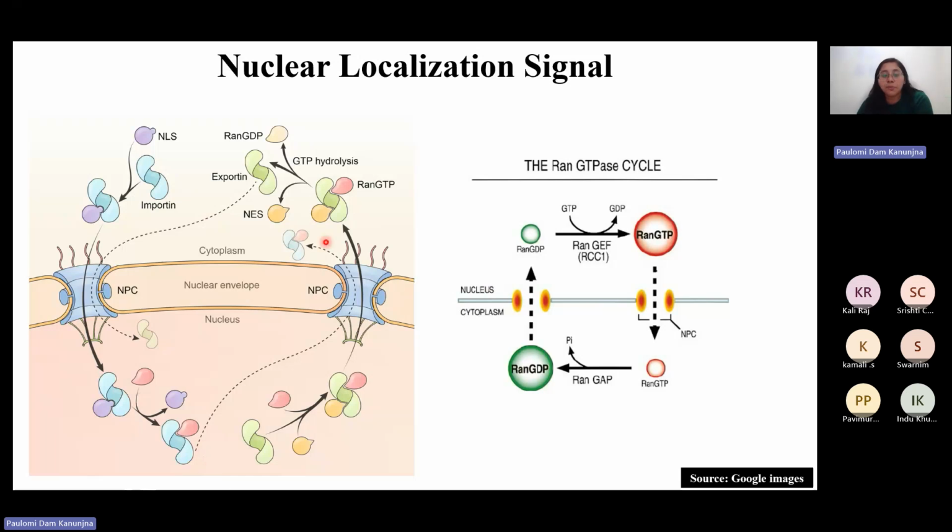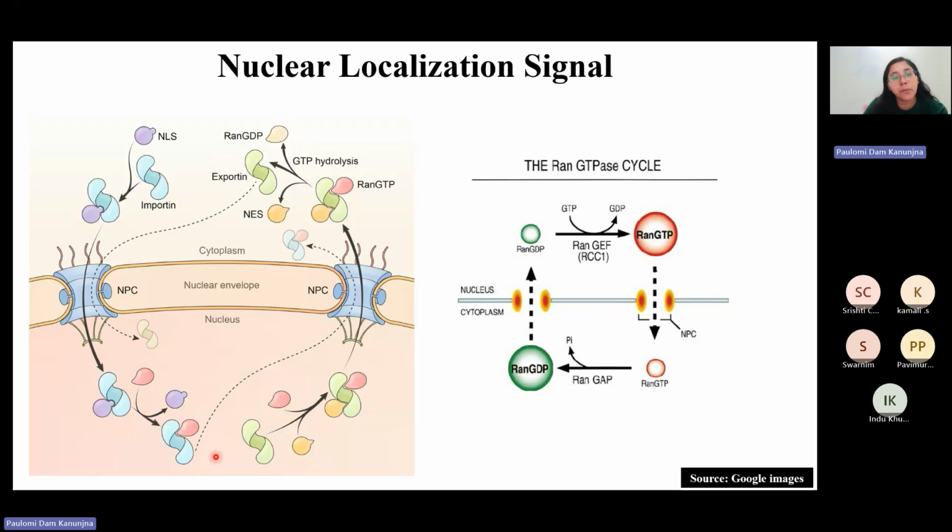And similarly, your exporting, if you can follow the arrows here, exporting is when anything is to be taken outside. So NLS is nuclear localization signal. NES is nuclear export signal. So a protein which is, let's say, formed here.